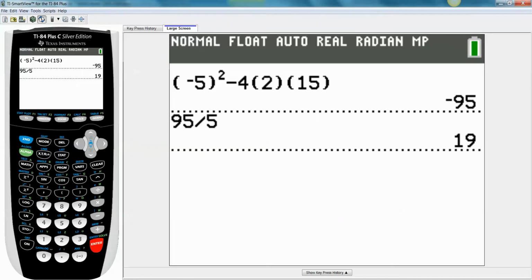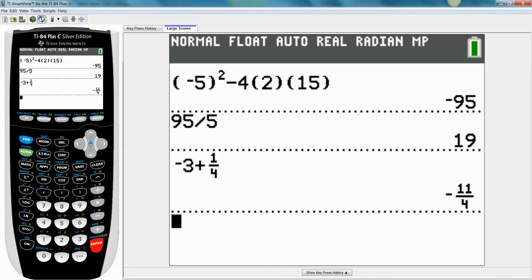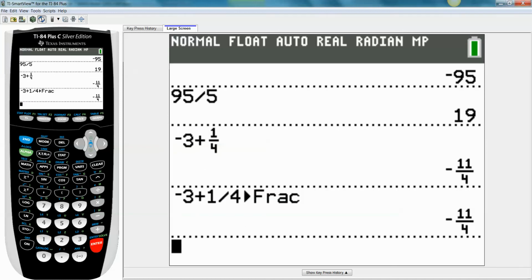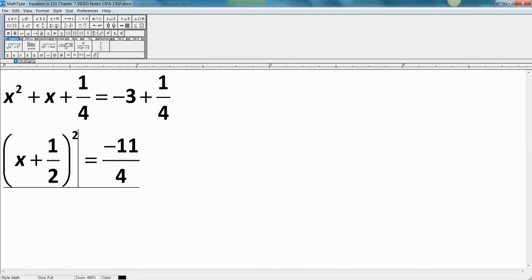Now, if you don't know how to do that, you can just do negative 3 plus 1 over 4. Oh, excuse me, sorry, I'm doing the answer already. There it is, 1 over 4. And you get negative 11/4, just like I said. Or if you have the old kind of calculator, you can do negative 3 plus 1/4 and hit the math 1 button. Enter, and then you'll get the same answer. All right, so we have it that it's negative 11/4.